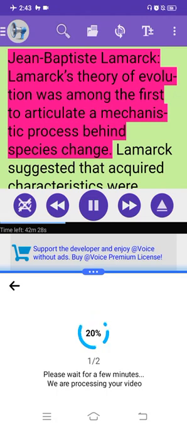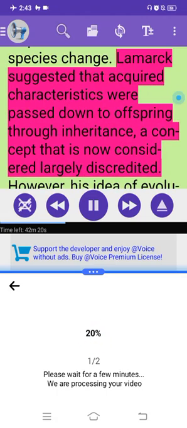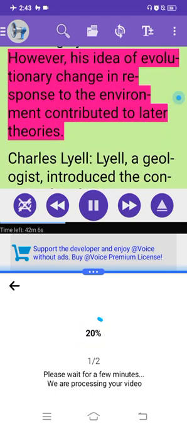Jean-Baptiste Lamarck's theory of evolution was among the first to articulate a mechanistic process behind species change. Lamarck suggested that acquired characteristics were passed down to offspring through inheritance, a concept that is now considered largely discredited. However, his idea of evolutionary change in response to the environment contributed to later theories.